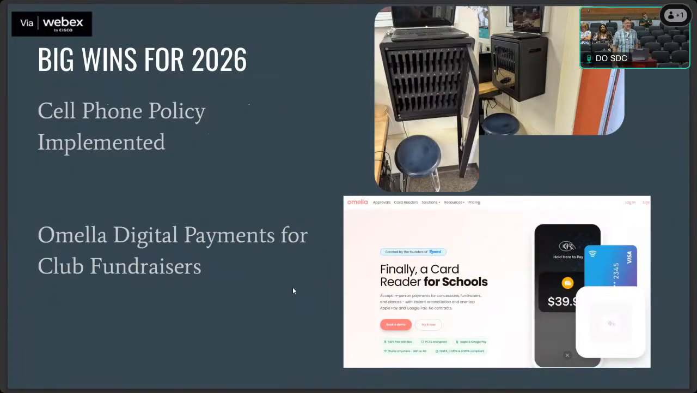We also implemented the cell phone policy this year, and this one had mixed effects. But by the end of the year, I think since we didn't have all the teachers doing it, it kind of got really fend for yourself by the end of the year, and students kind of just ignored it, I think is my general takeaway.